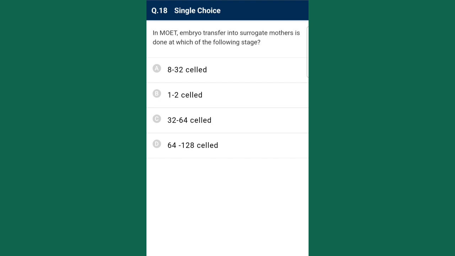Question number 18. In MOET, embryo transfer into surrogate mothers is done at which of the following stages? In MOET, embryo transfer into surrogate mothers is done at the 8 to 32 celled stage. So the answer is option A.